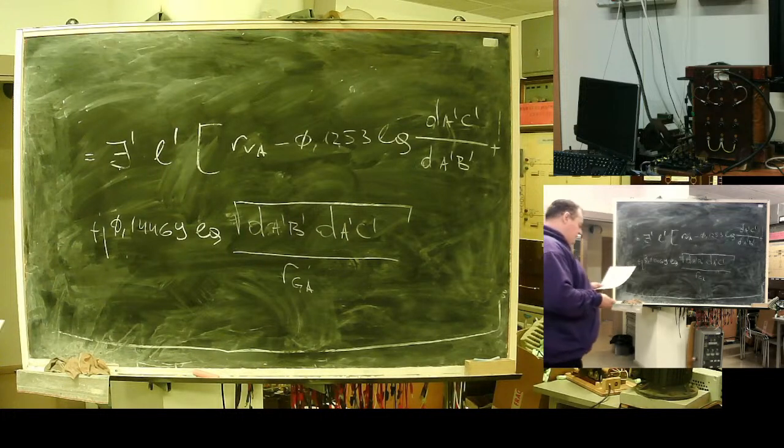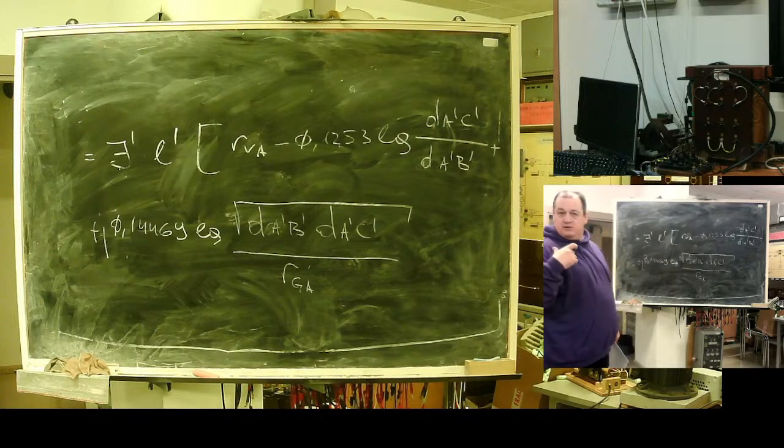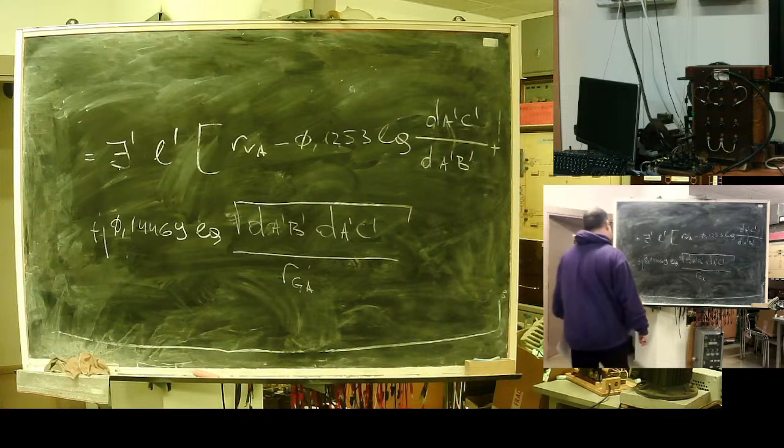Now I need a second one. This one is self, without the influence of the second line. Now the influence of the second line.